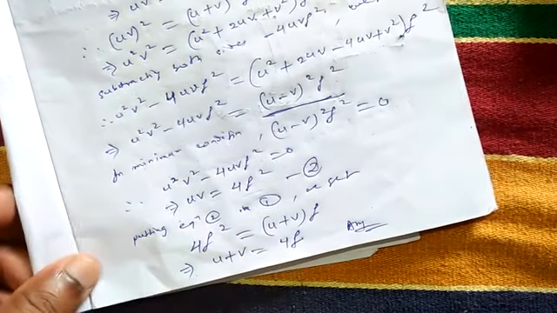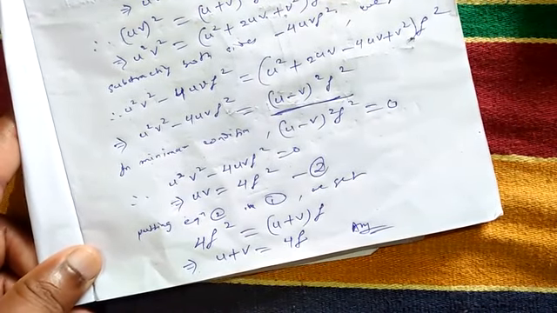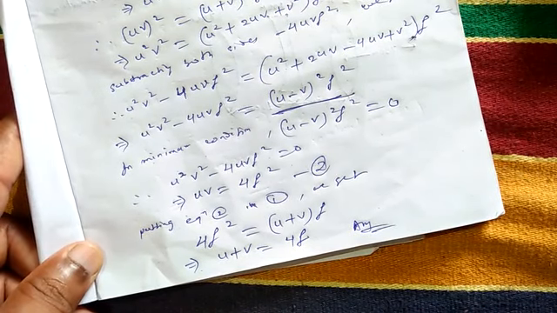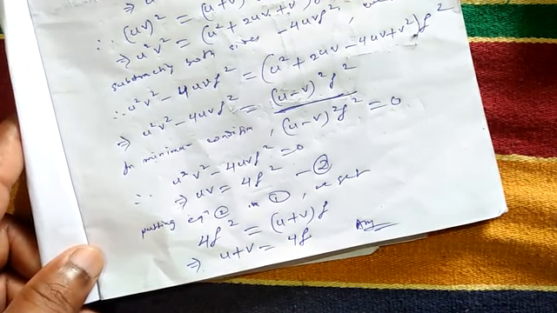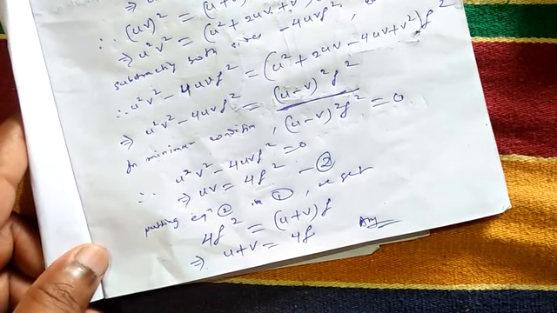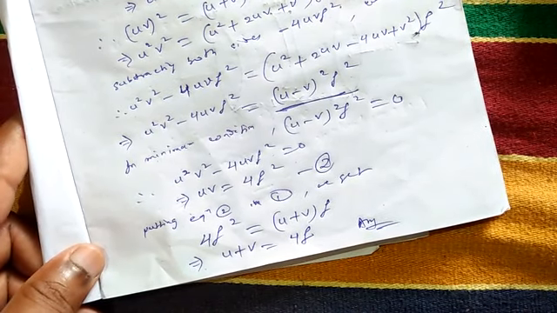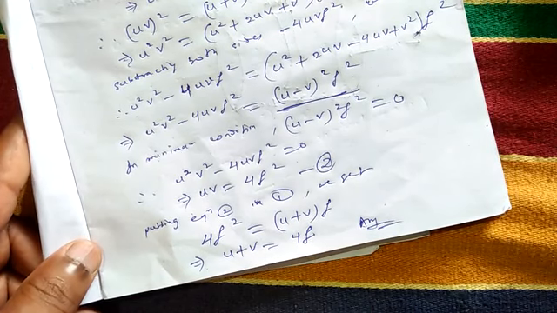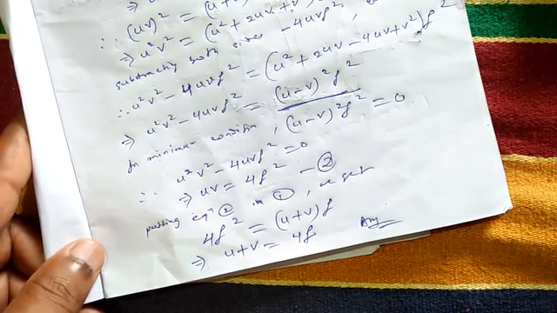So remember, the minimum distance between object and real image formed by convex lens of focal length f is 4f. Sometimes question comes, a convex lens has focal length 10 cm. Find the minimum distance between object and its real image. So answer will be 4f. So this is 40 cm.